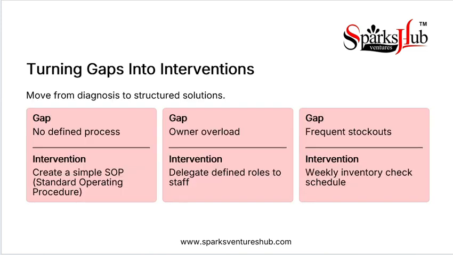So let's see how we can turn gaps into interventions by moving from diagnosis to structured system. So we look at the example of gaps identified. So when there is no defined process, the intervention should toe the line of creating a simple standard operating procedure. If the gap identified is owner overload, then the intervention should include delegating defined roles to staff. If the gap identified includes frequent stockouts, the intervention should toe the line of a weekly inventory check schedule.